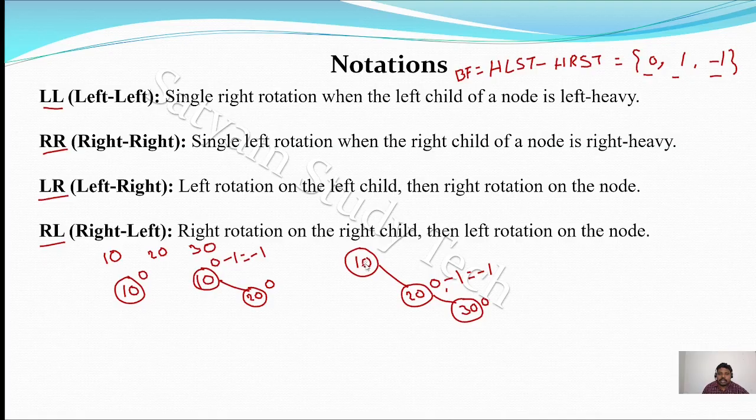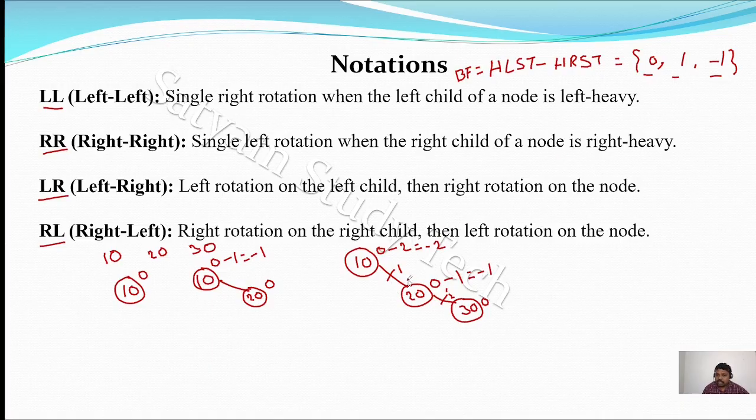Here also you can calculate the balance factor of node 10. The left subtree height is 0. For the right subtree height, this is level 1, this is level 2. So the height of the right subtree is 2. So that is equal to minus 2. You can see that the balance factor must be 0, 1 or minus 1 only. Other than that, it is not balanced.